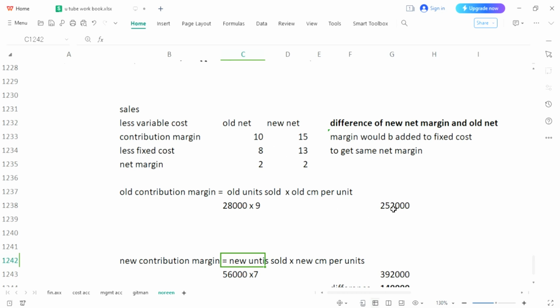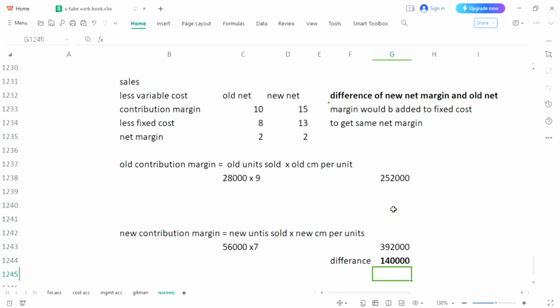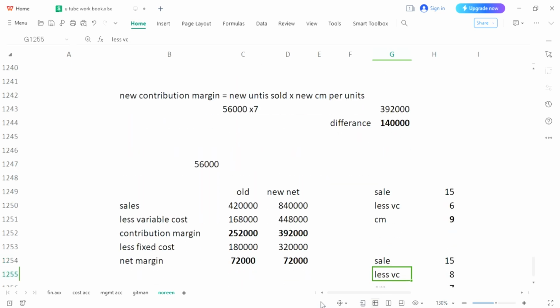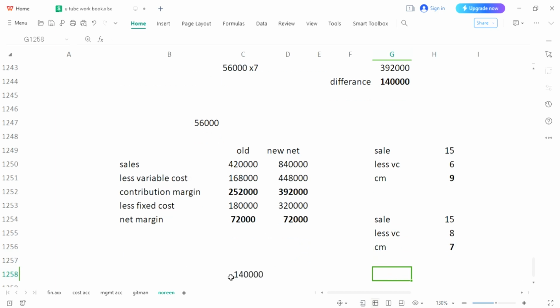You can see the old contribution margin and the new contribution margin. This was the difference by which your contribution margin has increased. In the example, if contribution margin was increased by 5, we add the same 5 to fixed cost, by which we get the same net margin. So the difference between new and old was 140, and this was to be added to fixed cost to get the same net margin. And now you can see that we have proved it. If fixed cost is increased from 180 to 320, we will get the same net margin. And how much we have increased has been proved. It's the same amount, 140,000, which was calculated without making any income statement.